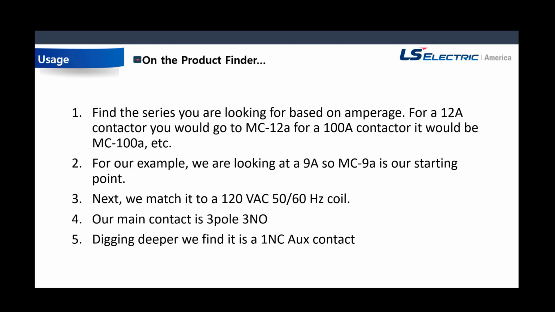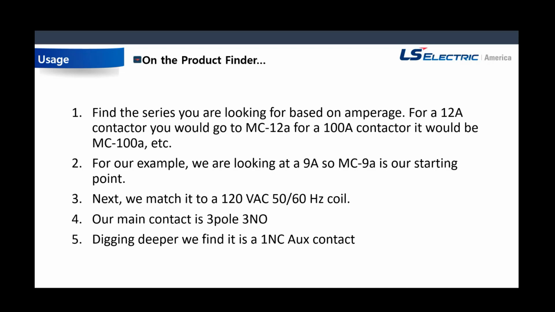A lot of the first step we do to find it is based on amperage. So if you want a 100 amp contactor, it'd be MC100A. For a 12 amp, it'd be MC12A. Those are really the key factor to point you in the right direction and get you started. For our example, we're looking for a 9 amp, so MC9A will be our starting point.